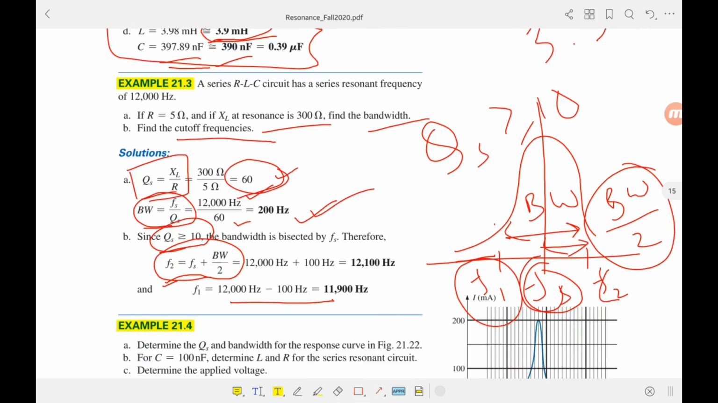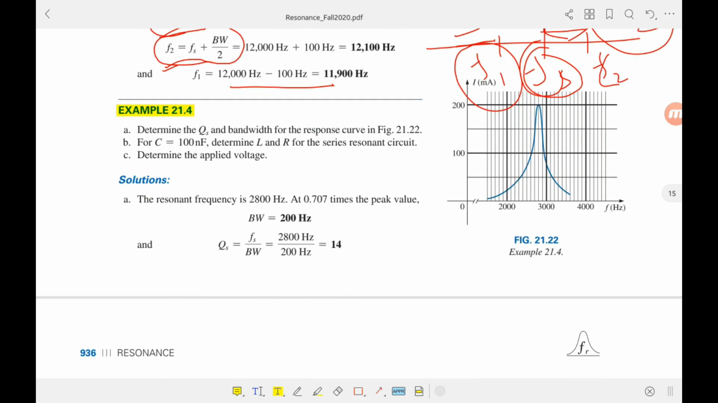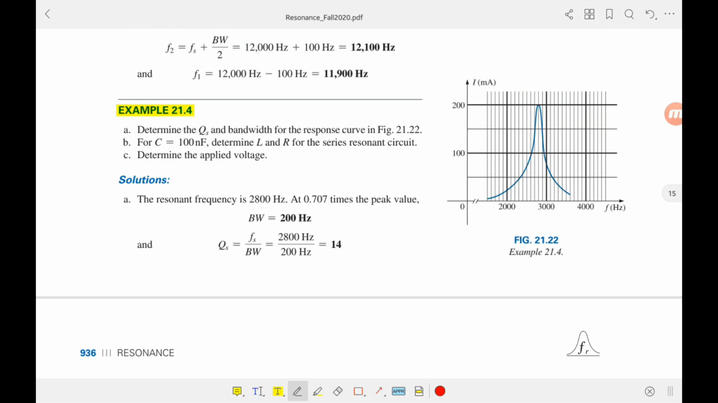Now example 21.4. First of all, let me clear this. Here a graph is shown, and from this graph you need to determine Qs and bandwidth.